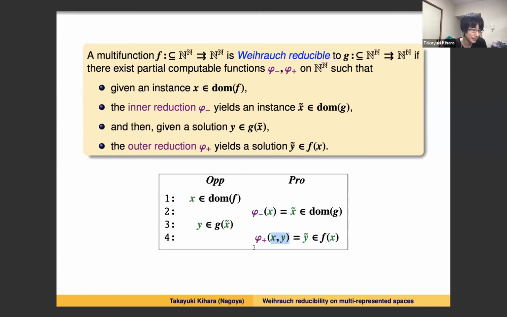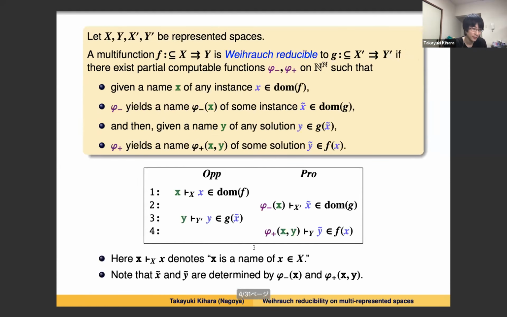But next, let's consider Weihrauch reducibility in the case of represented spaces in general. So this is the definition of Weihrauch reducibility for any represented spaces. It is necessary to explicitly use names of points in the discussion. So assume that X, Y, X prime, Y prime are represented spaces. Then consider a multi-valued function on the represented spaces.